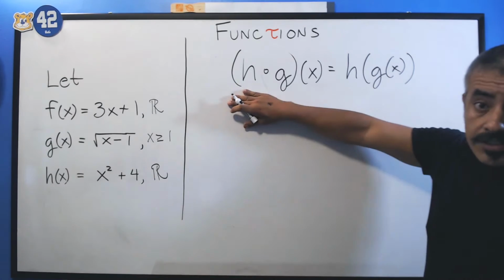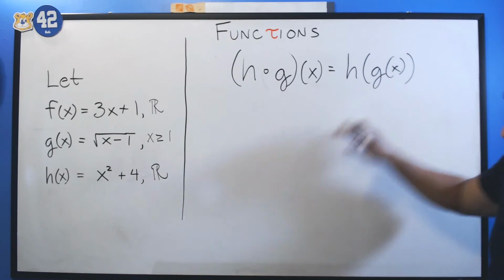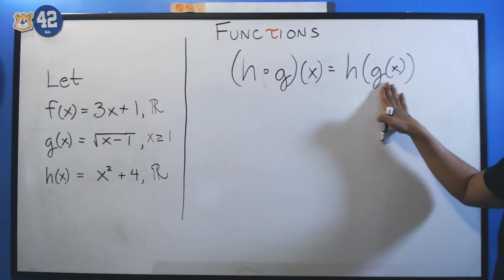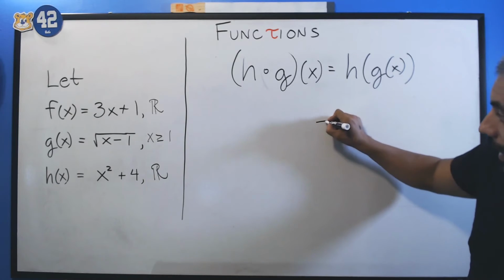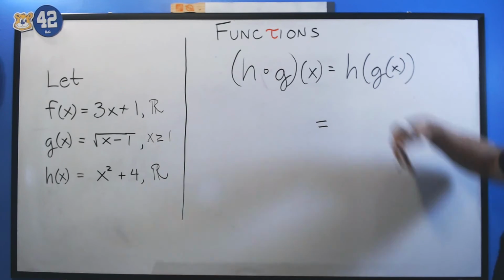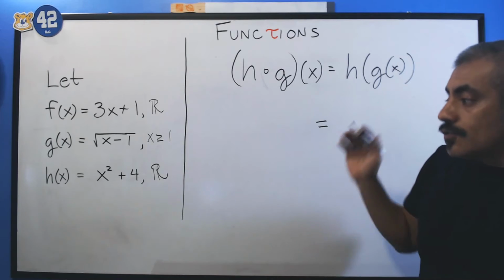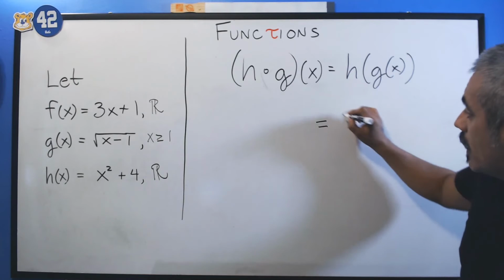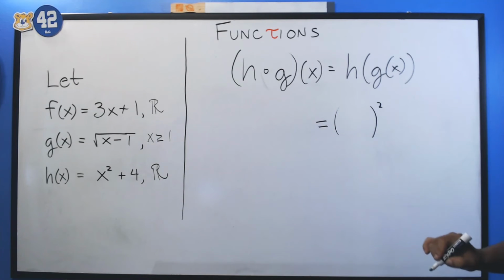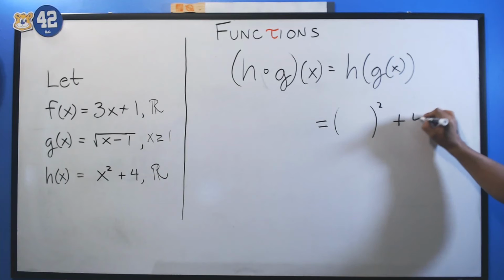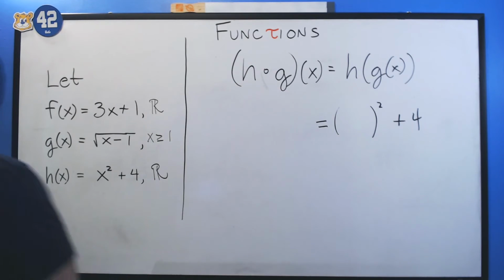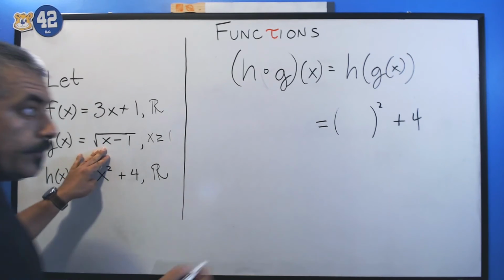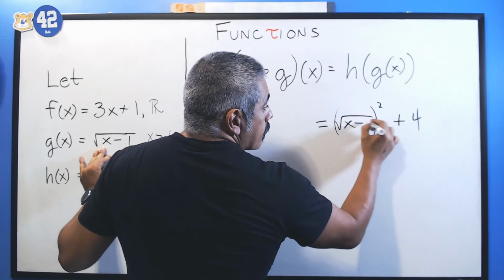Now let's take a look at h of g of x. So we're going to compose these two. Our innermost function is g, so we're going to start by writing it down. We're going to write down h first and plug in g, since they're not giving us any values to plug in. So we have h, so this becomes something squared plus 4. And then that something squared is root x minus 1. So we have root x minus 1.